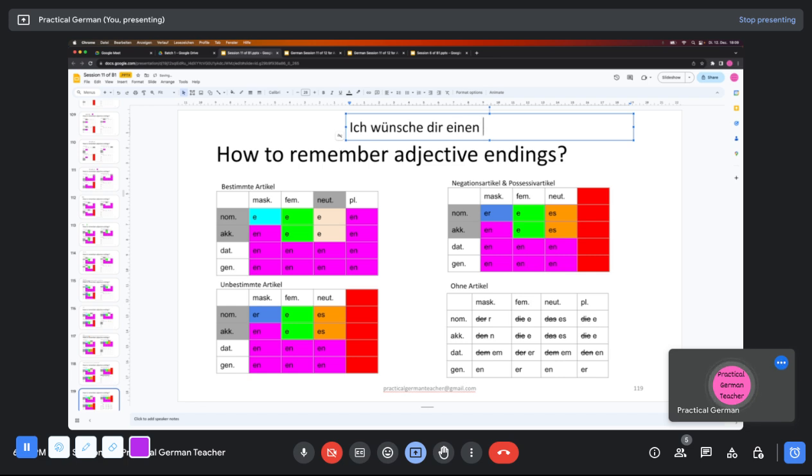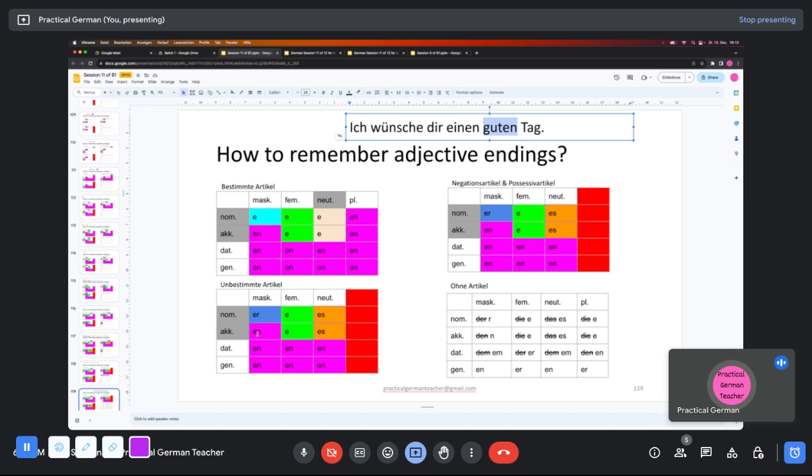I believe it is "Ich wünsche dir einen guten Tag." So, Ich wünsche, I wish. You wish what? You are wishing a good day. So Tag is der Tag. So it is einen. Now you are using the adjective gut, and check the adjective ending for masculine, accusative, unbestimmter Artikel. It is -n.